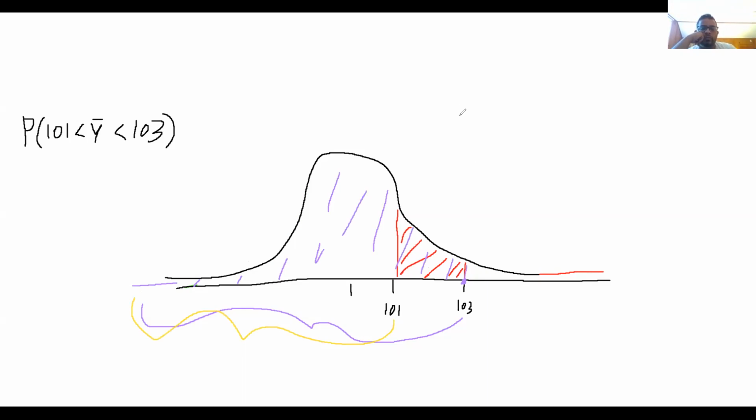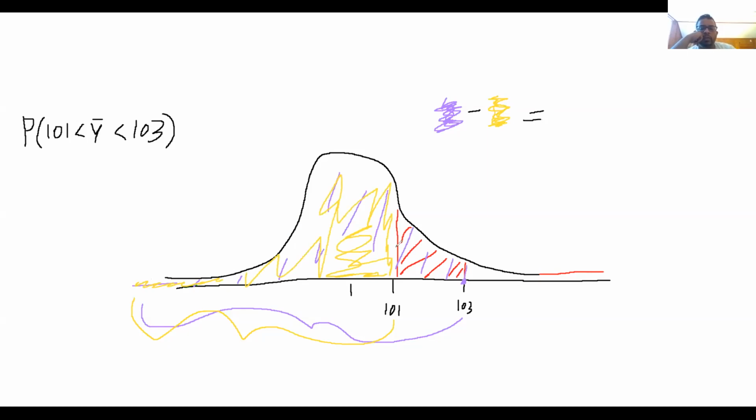And say, the purple area that I find, represented by this, minus the yellow area that I'm going to find, will give me my answer here. Purple minus yellow. All the purple area, which starts from negative infinity and stops at 103, minus the yellow area that starts at negative infinity, because this is what Excel gives you, and then it stops at 101.